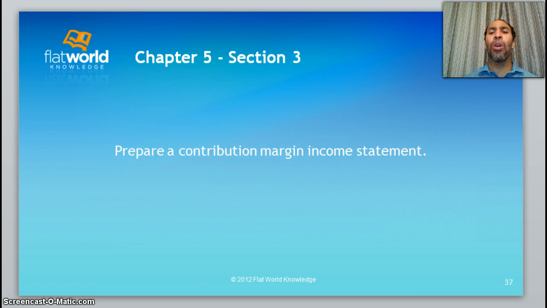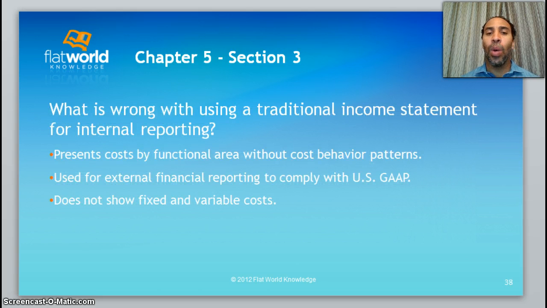So prepare a contribution margin income statement, and this is what I wanted to make sure we touched on. So what is wrong with using a traditional income statement for internal reporting? Well, it doesn't split out variable and fixed costs, for one. Presents cost by functional area without cost behavior patterns. Is used for external financial reporting to comply with U.S. Generally accepted accounting principles, but it's not in conformance with what you need for managerial accounting to make decisions. It does not show fixed and variable costs, which is the main point that we're going to discuss.